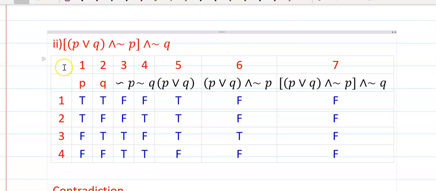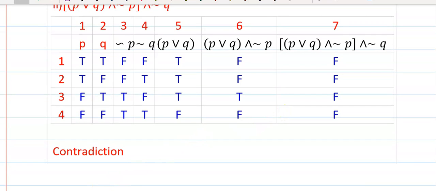And the OR between first and second: T or T is T. T or F is T. F or T is T. F or F is F. And now the AND between this 5th and 3rd. FT is F. Again FT is F. TT is T. And TF is F. And what about the last? That is the AND between 6th and 4th. F, F is F. F, T is F. F, T is F. And T, F is F. Therefore, it's a contradiction. See this again here.